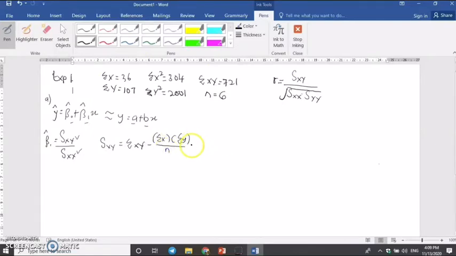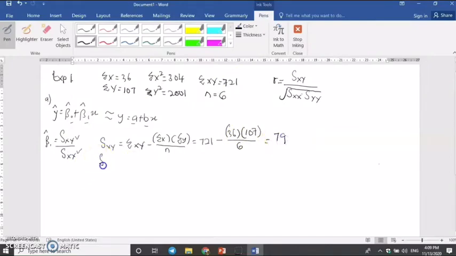Okay, so from this part, the summation of xy is 721. So you have 721 minus the summation of x and the summation of y. The summation of x is 36, and the summation of y is 107, divided by our n, which is 6. So at the end of this calculation, you will get SXY, which is 79.